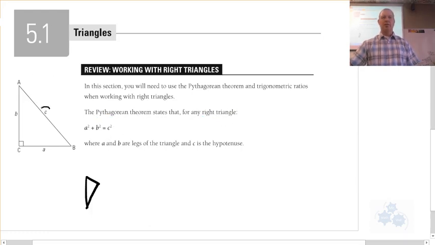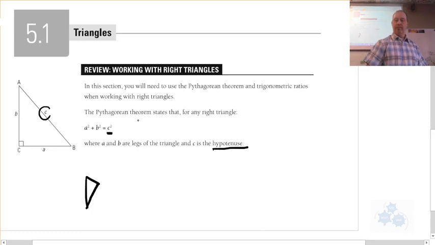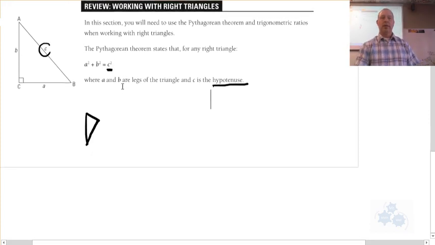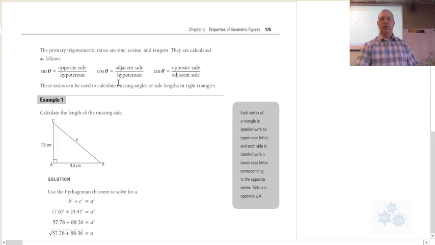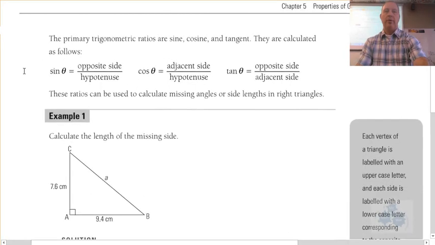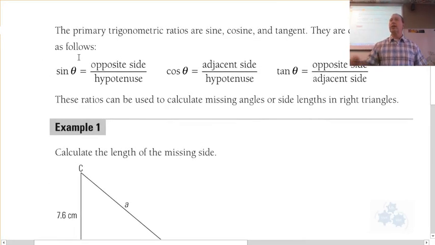But remember, the c squared that's all by itself there is always the longest side, and it's also called the what? I think I mentioned it, but what's that side called? The hypotenuse. Okay, very good. All right, moving on. We also need to remember that there are special ratios for angles of a right triangle. Those special ratios are the three primary trigonometric ratios of sine, cosine, and tangent.